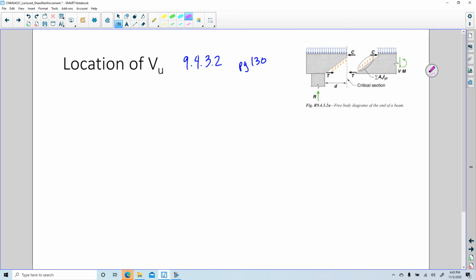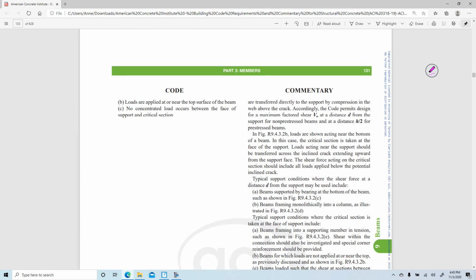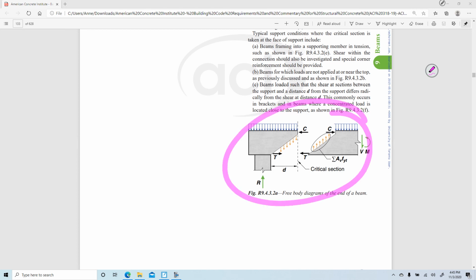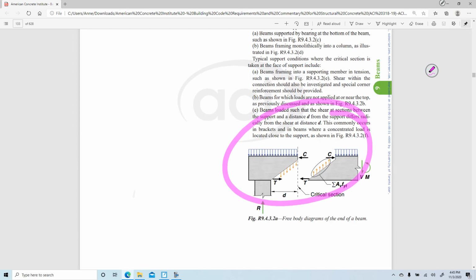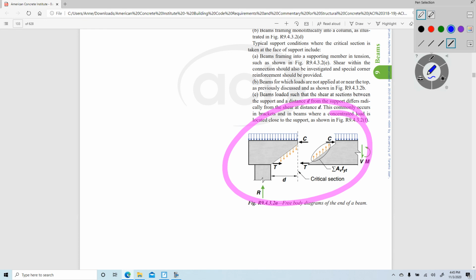So this is a picture that's also in the manual. It's down here. This is the critical section. You can go a distance d, and that is the section that you design for, not here, because this assumes that all this load is putting that part into compression right down into the support.